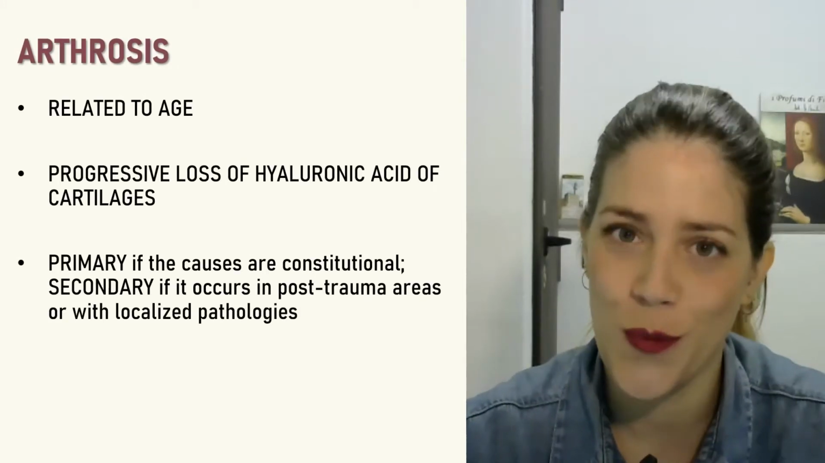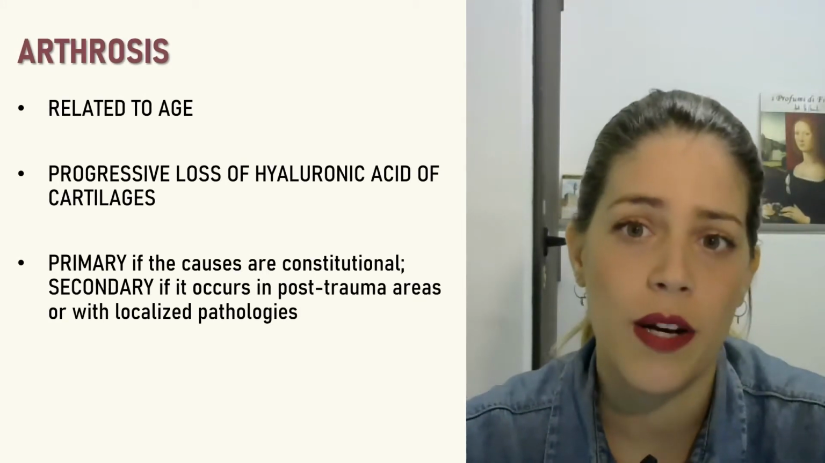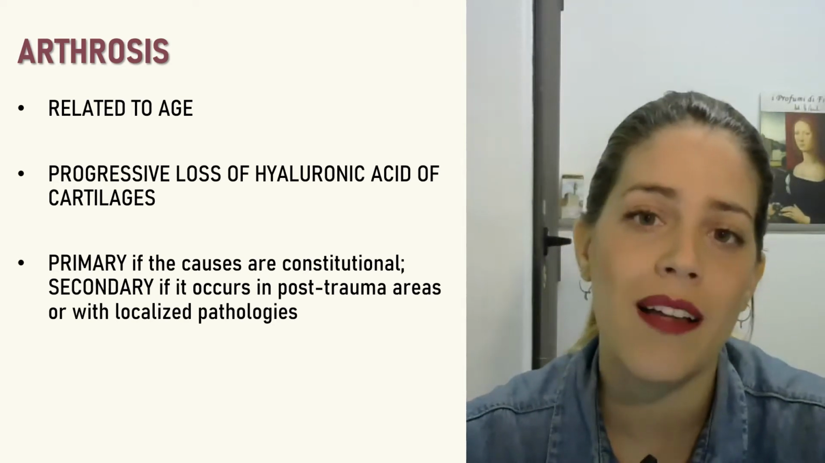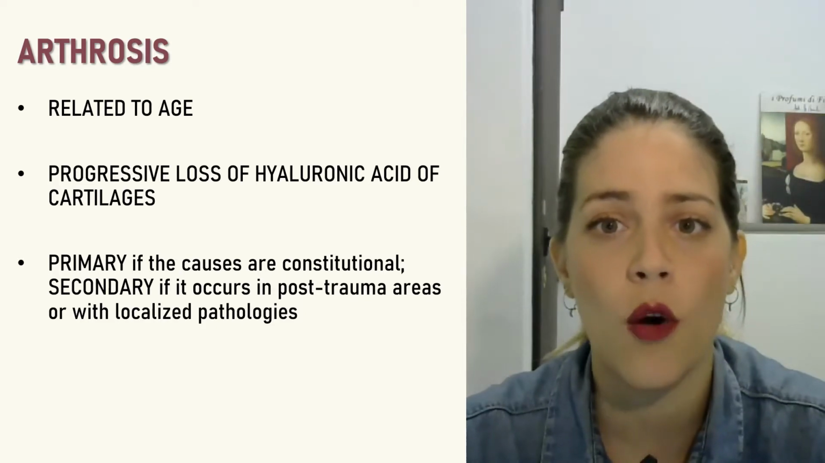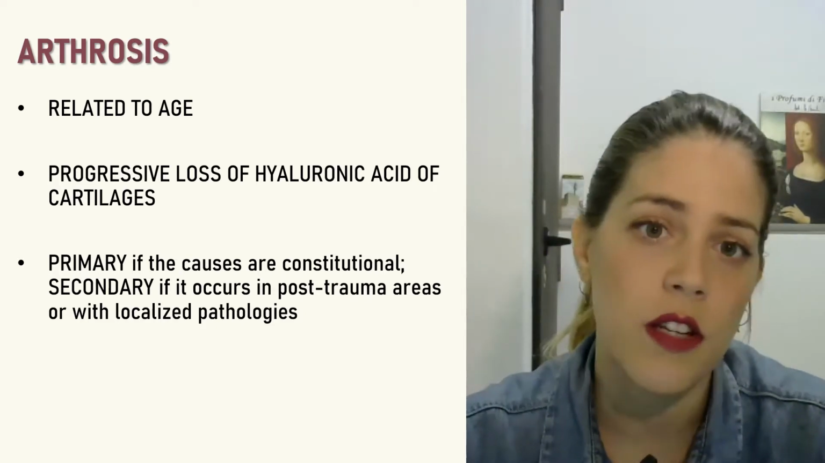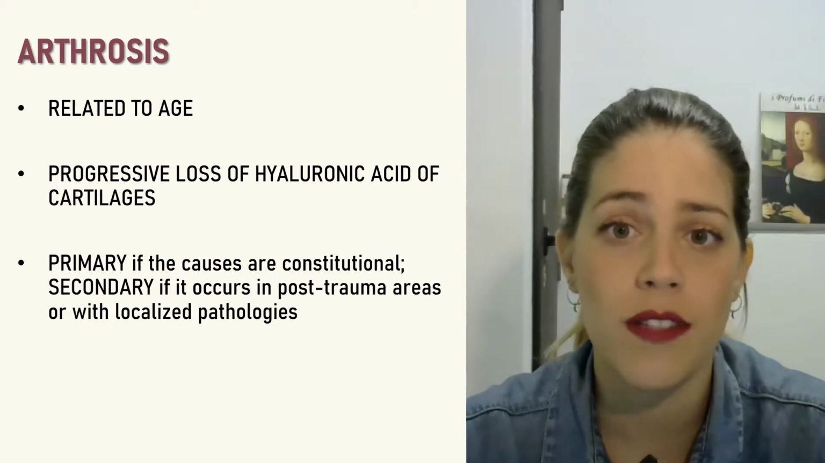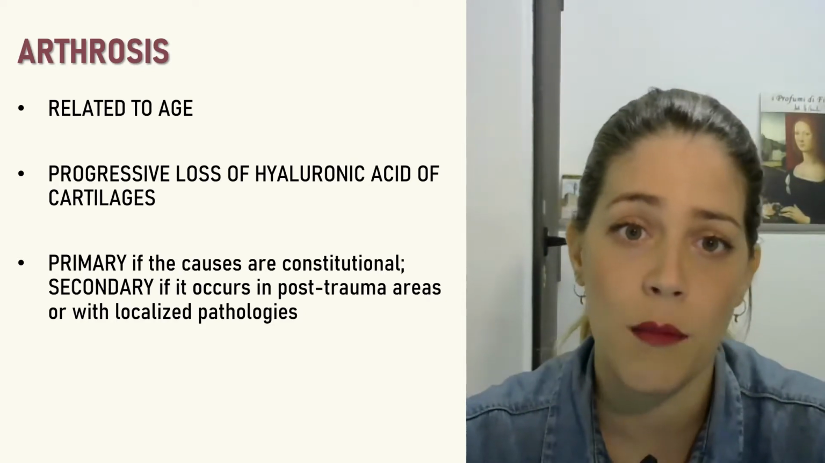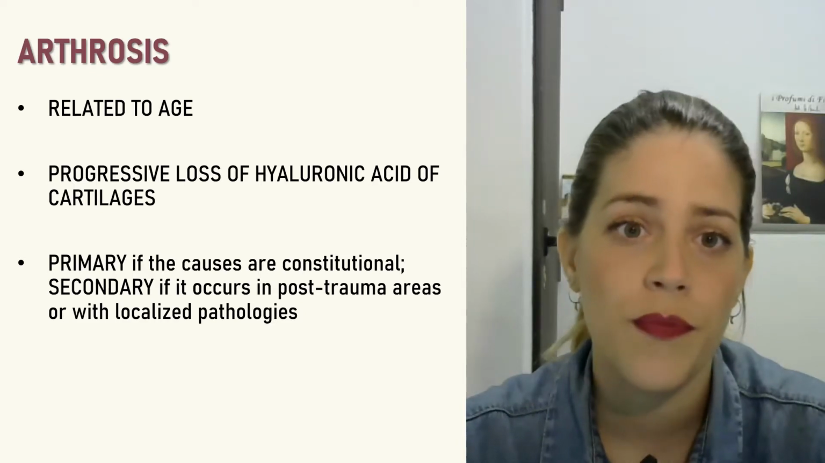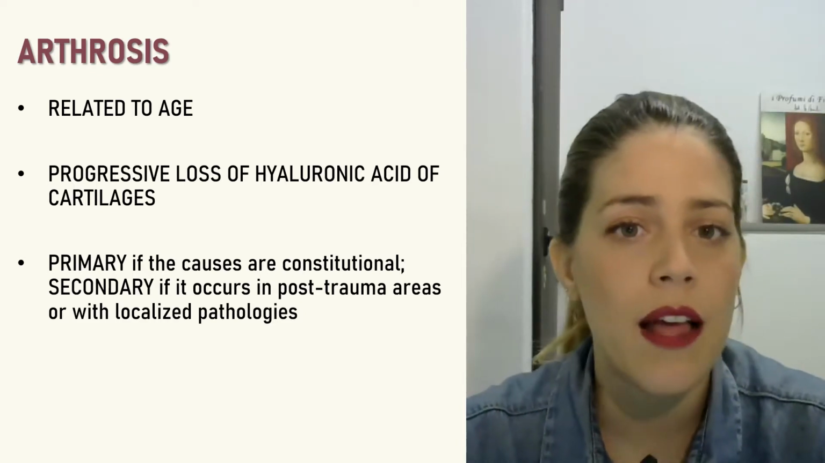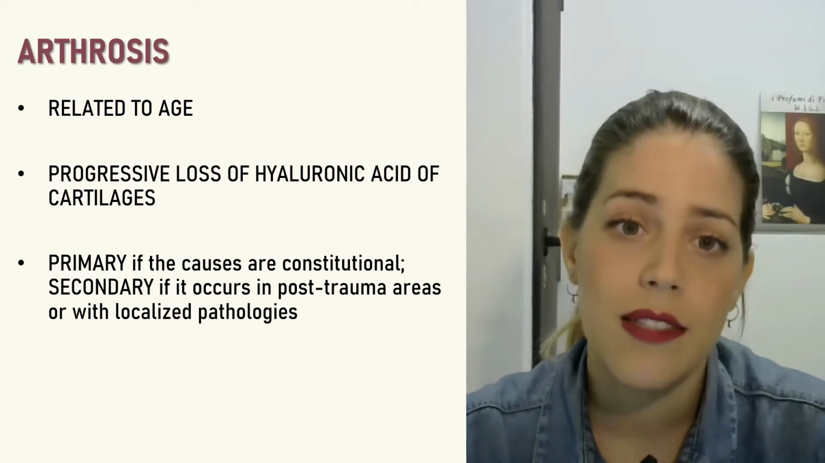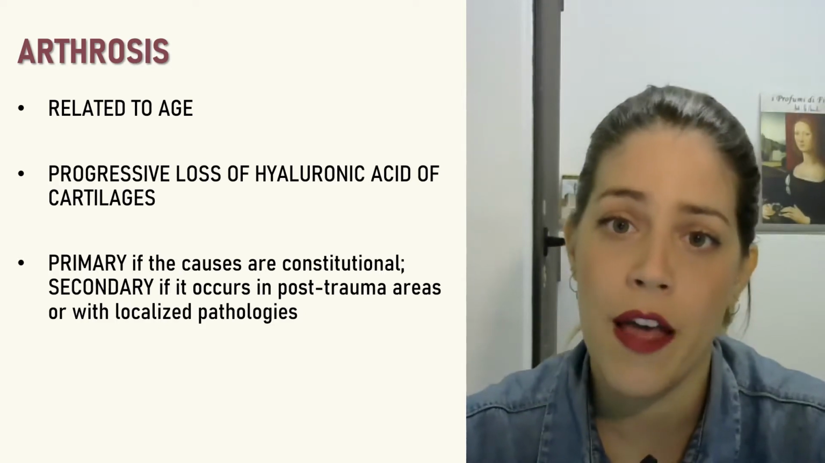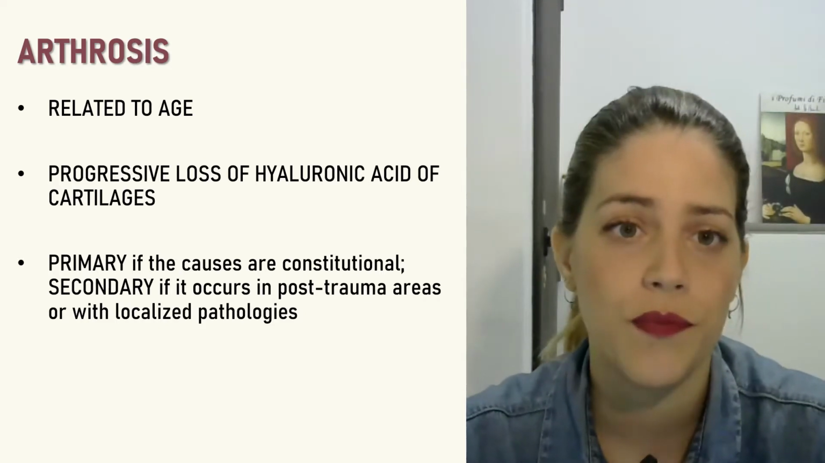Let's start by defining arthritis and arthrosis, which are often confused with each other. Arthrosis is related to age and is caused by a deterioration of the bone cartilages due to the progressive loss of hyaluronic acid of which they are composed. This determines the onset of severe pain and joint stiffness, which loses elasticity and mobility, and in some cases is deformed. It is divided into primary and secondary arthrosis. Primary if the causes are constitutional. Secondary if it occurs in post-trauma areas or with localized pathologies.